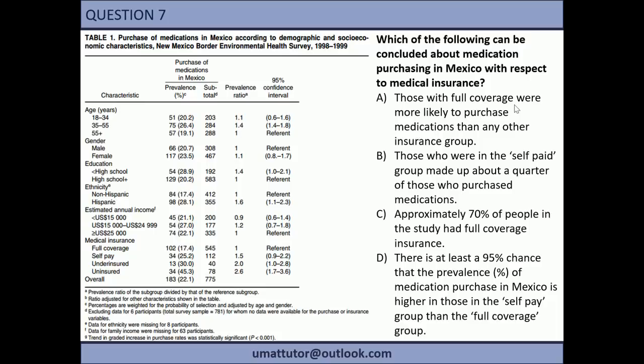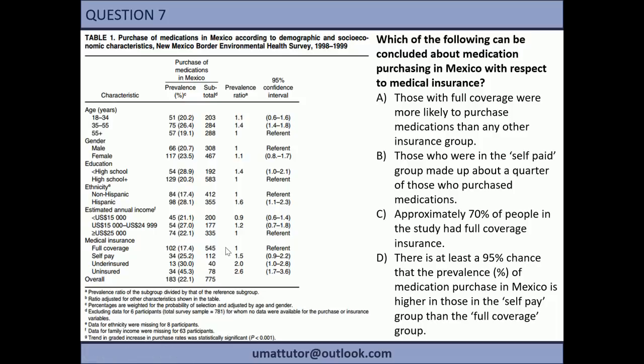So really the column we're interested in is the second column here, which is showing the percentage of people in each subgroup who purchase medications, because that's the one which will show us who's more likely. And as you can see, actually the full coverage group are the least likely, because they've got 17 compared to 25, 30, and 45. So option A is not correct.